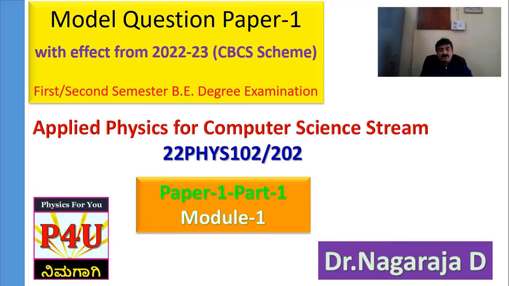Well, as usual I will go ahead with the detailed explanation of each and every question. I will divide the whole question paper into 5 parts, and each part will be covering one module. As you all know, there are totally 5 modules in the physics syllabus. Accordingly, I will divide the paper into 5 parts.